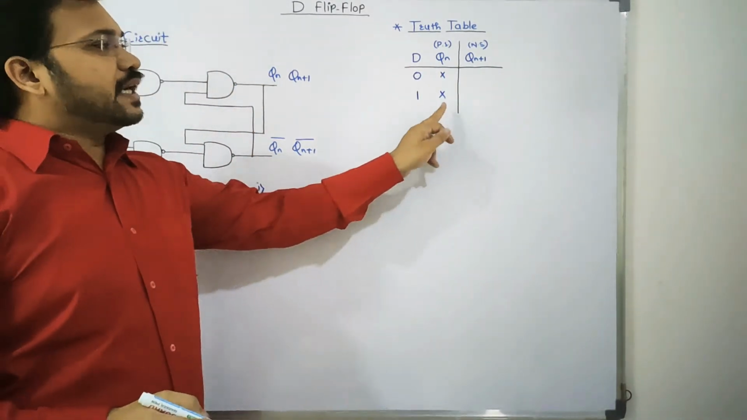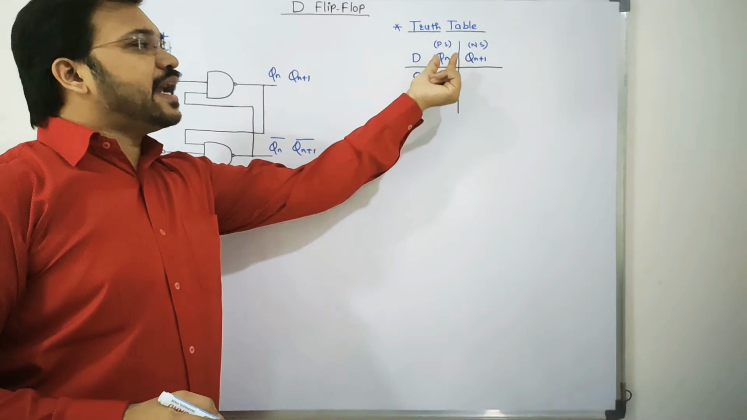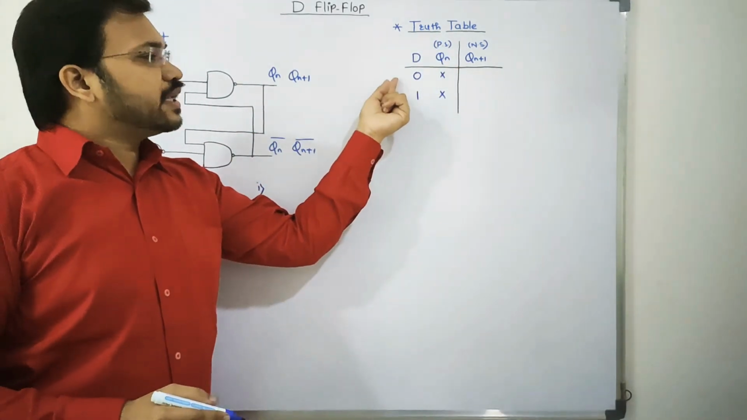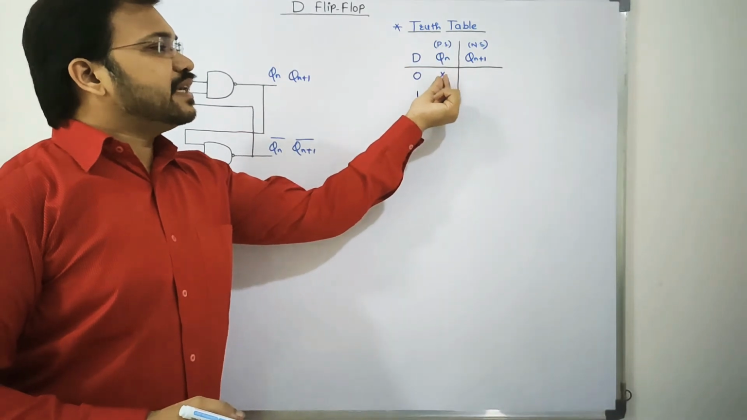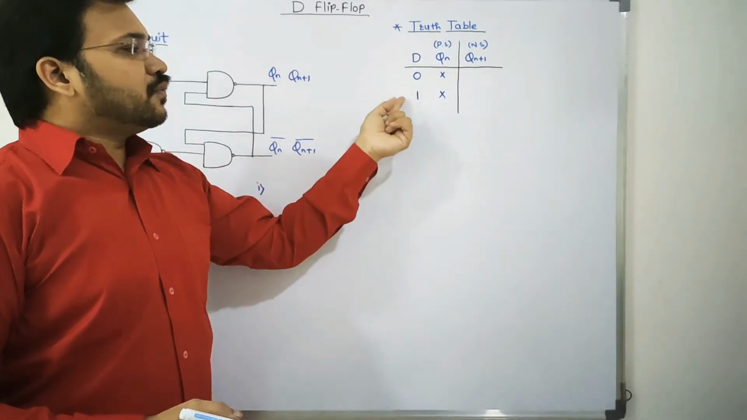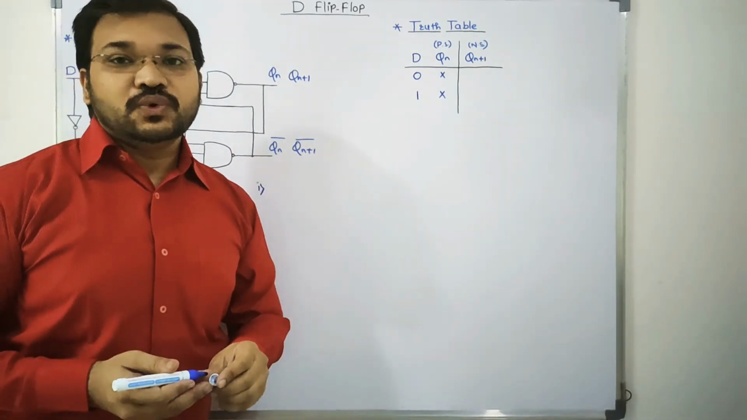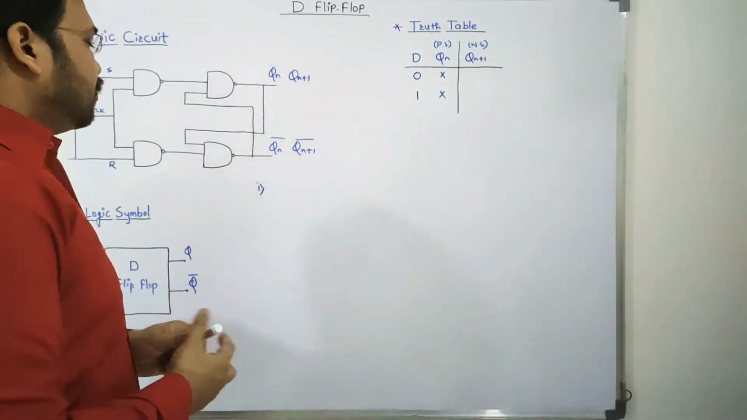So this is your input side, that is D, and Qn, that is the present state. This is your present input, that is 0, and the present state is don't care. For 1 also, it is don't care. So we have to find out the value of Qn plus 1. So how should it be?